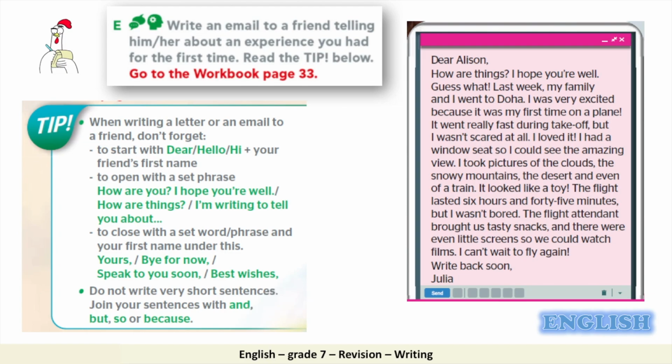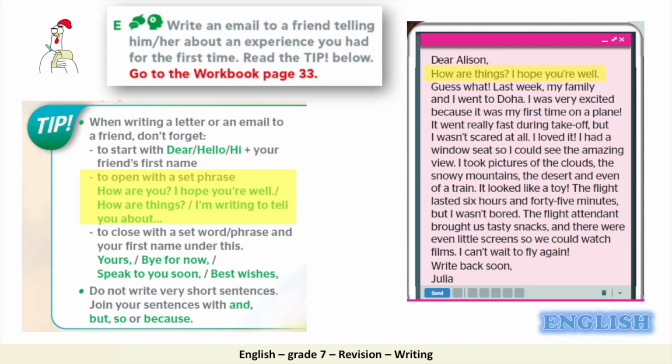It's important that you remember the correct layout of the email before you start revising the writing topic. Emails have a specific layout that you need to follow, so let's revise it together through the tip box. We will use the reading text in your student book page 31 as an example to recall the correct layout. The first thing that you need to remember when starting an email is to start with dear or hello or hi plus your friend's first name.